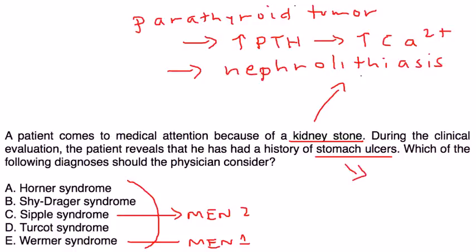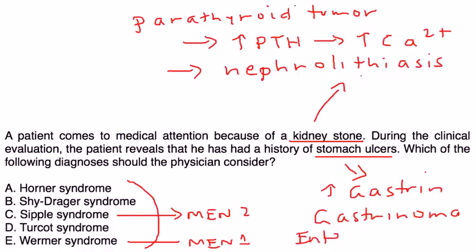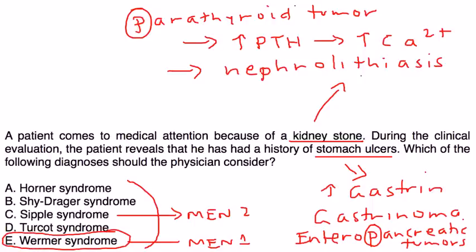The stomach ulcers are peptic ulcers, whichever way you want to describe it, gastric ulcers also, because of elevated levels of gastrin, because of that gastrinoma. And if you remember, the gastrinoma is a pancreatic tumor. It can be a part of the enteropancreatic tumors. So you got the pancreas and you got the parathyroid, and those two P's lead to choice E. I do realize that they don't have the third P. They have parathyroid and they have pancreas. They don't have the pituitary, but you can have just two of the three and still have MEN 1.